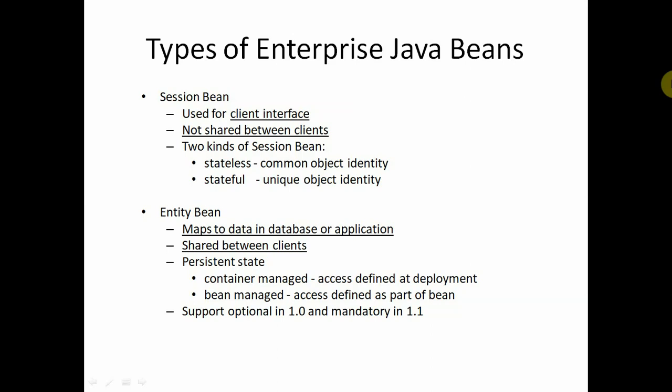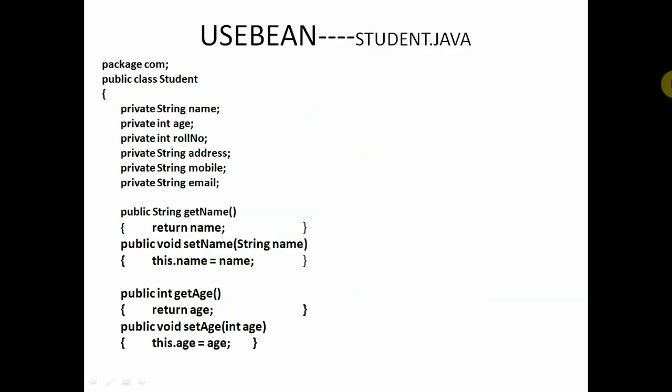And an Entity Bean maps data in the database or application and is shared between the clients. So basically it maps the data in the database or application. So this is the basic difference between Session Bean and Entity Bean.